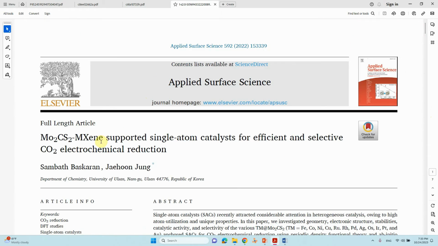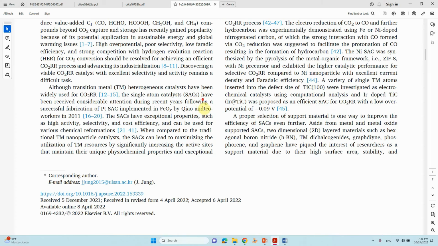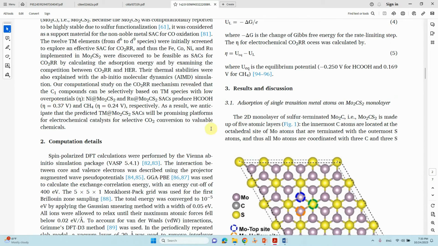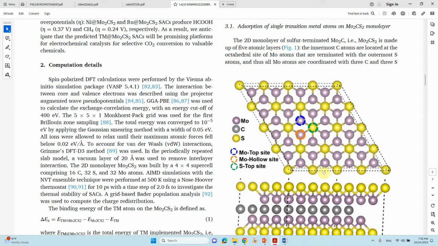So this is my paper. Actually I used MO2CS2 MXene supported single atom catalyst for efficient and selective CO2 electrochemical reduction. You can also read how I did it in the computational details. You can see how I calculated the overpotential and limiting potential and all. So this is the system I actually used for my studies.